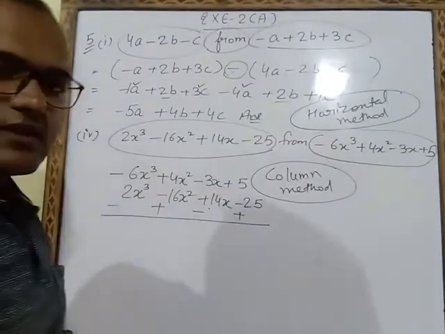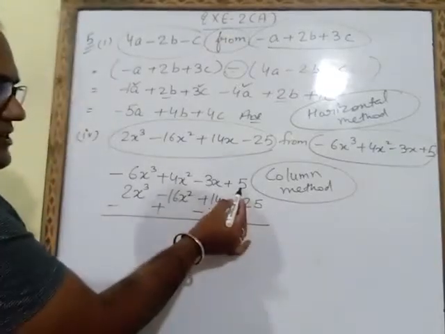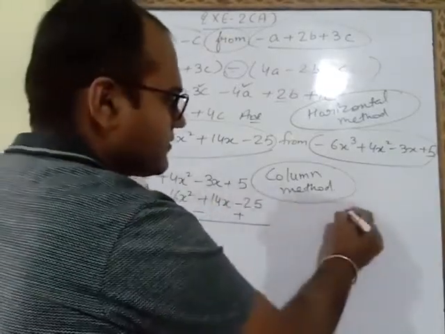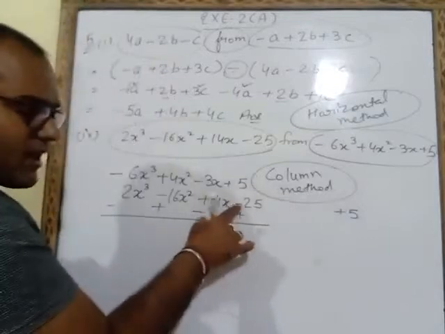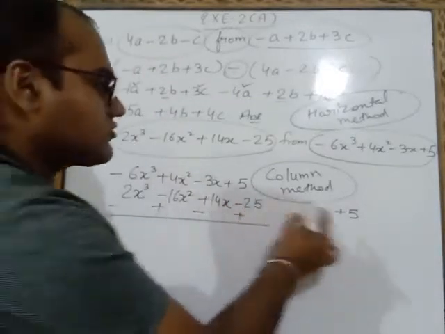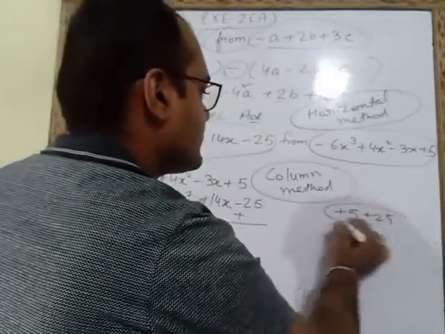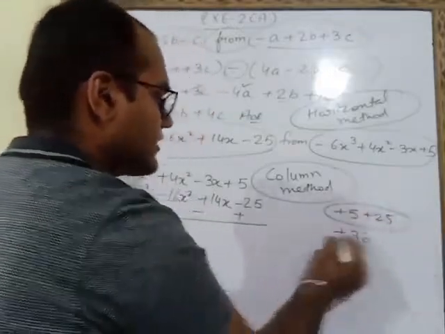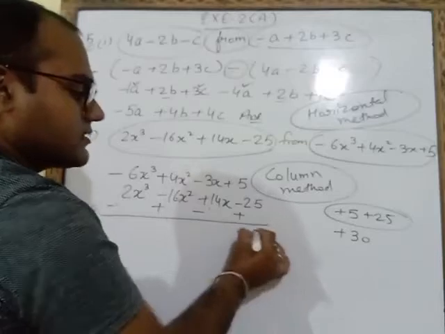Now this is plus 5 and this is minus 25, but we had changed the sign here, so we will not take minus, we will take plus 25, and on solving these two we will get plus 30. So here we will write plus 30.